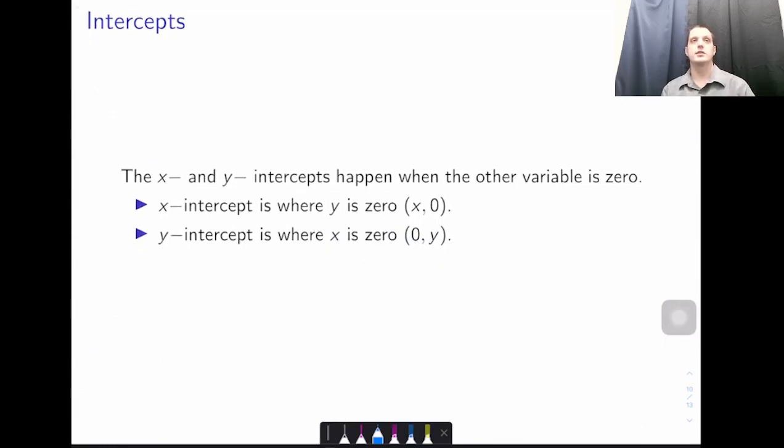All right, intercepts. The x and y intercepts happen when the other variable is 0. So the x-intercept is where the y is 0, or the ordered pair of x, 0. There's a 0 in the y's place. The y-intercept is where x is 0, or 0, y, where 0 is in the x place. So this is a surefire way to get you your x and y intercepts. You just take the other variable and you make it a 0. We'll be doing a lot of this year.